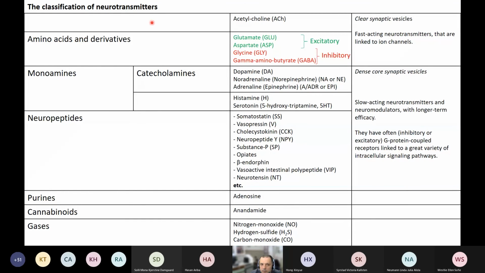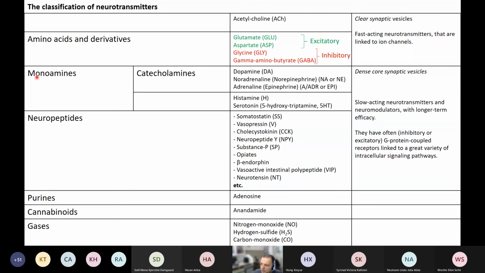We also have a topic about the neurotransmitters, how to classify them, and this is pretty much a table summarizing that field. So we have acetylcholine, which is a specific, quite common neurotransmitter. We do not really classify it to any groups. We have the so-called amino acid derivatives: glutamate, aspartate, glycine, and gamma-aminobutyrate, or GABA, are also neurotransmitters. Some of those are excitatory, others are inhibitory, as I explained in the earlier slide.